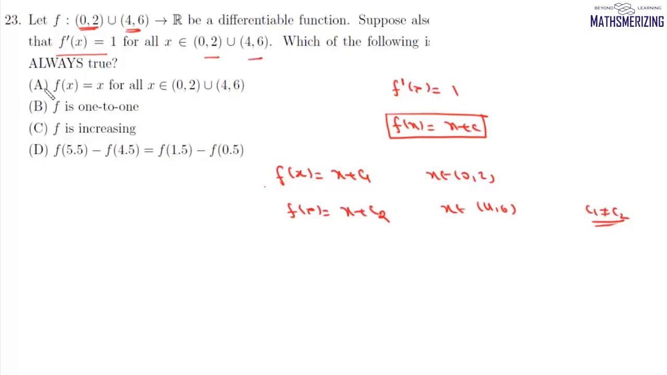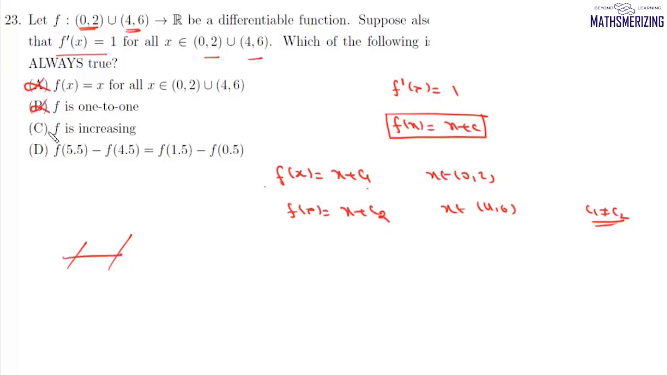Now clearly option 1 is incorrect: f(x) is equal to x for all x in the domain. Second one is f is 1-1. Now for this question, it is possible to choose values of c1 and c2 so that this function is actually a many-one function. So this function is not 1-1.